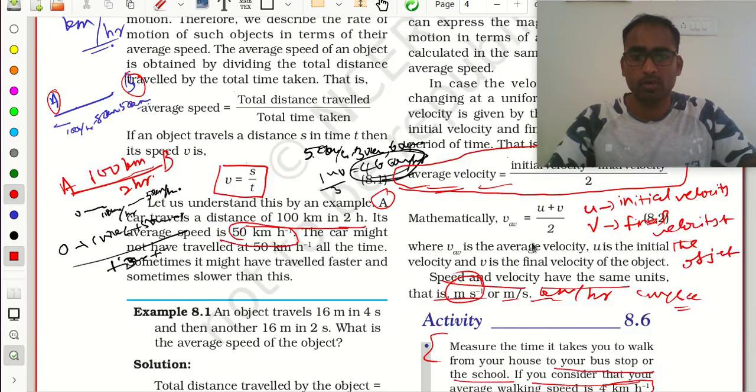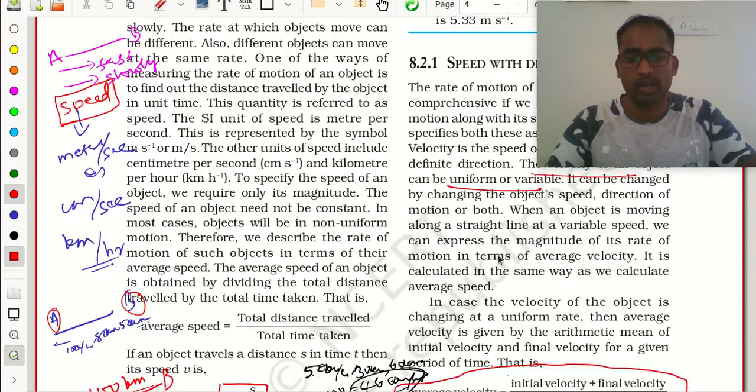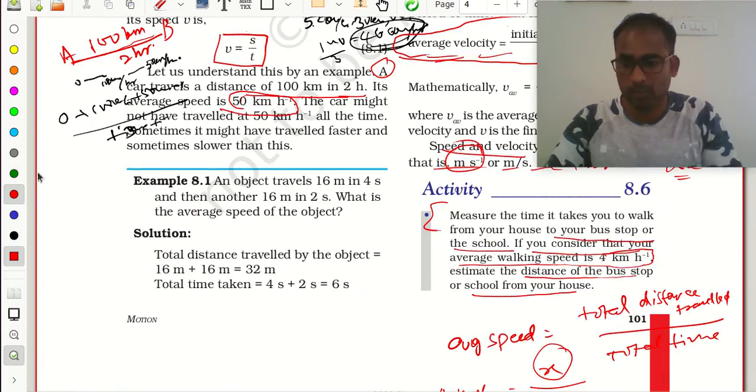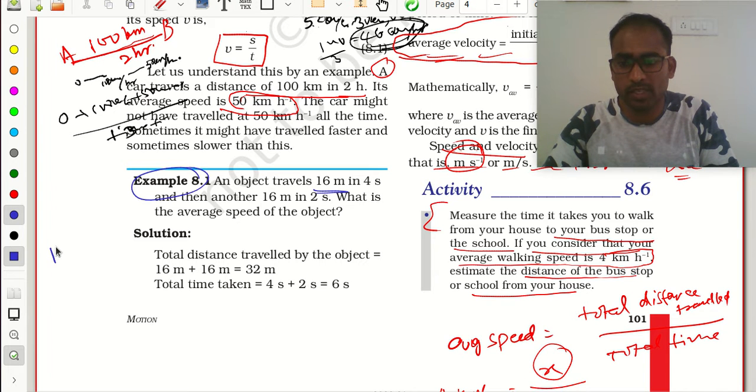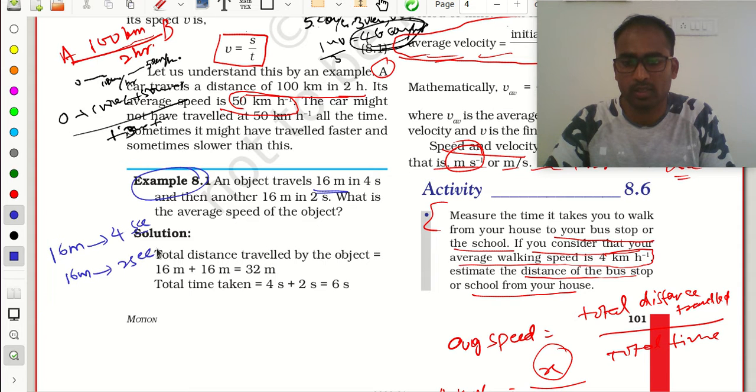See here, we will go with one example problem on average speed. An object travels 16 meters in 4 seconds, and then another 16 meters in 2 seconds. The next 16 meters are covered in 2 seconds. Then what is the average speed of the object?